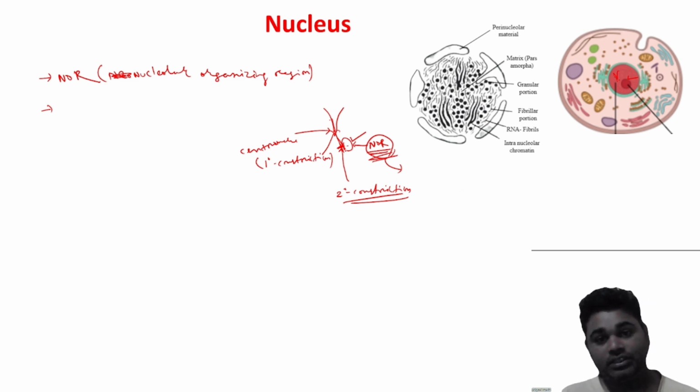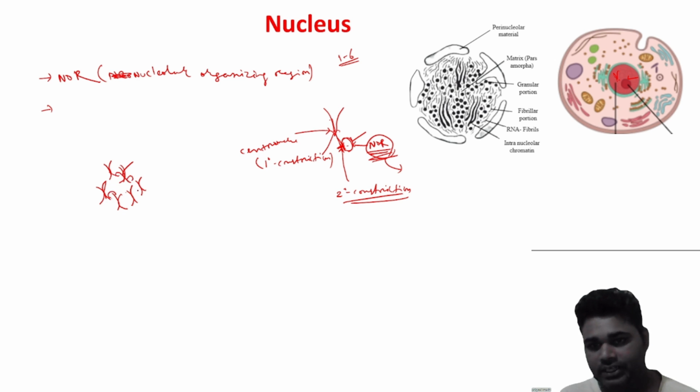The nucleolus is formed around particular chromosomes, not one. Normally around 1 to 6 chromosomes. For example, this is one chromosome, this is another chromosome, another chromosome, and another chromosome. So around this, always at the secondary constriction.